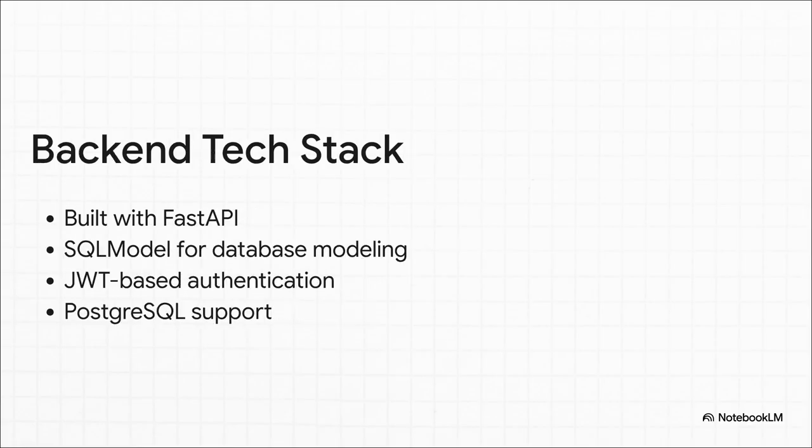And the backend? It's a serious powerhouse. It's built with Python, using this super fast framework called FastAPI. SQLModel gives it a clean way to work with data. And you see that JWT-based authentication? JWT stands for JSON Web Tokens. Basically, it's a super secure, modern way for the app to remember who you are without you having to type in your password over and over. And with support for a pro-level database like PostgreSQL, this backend is built to scale.